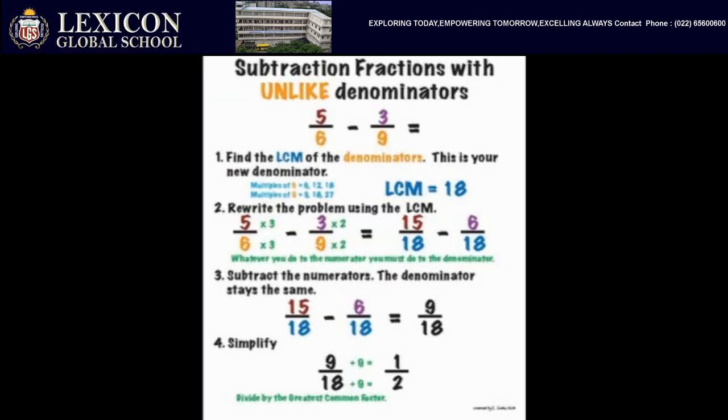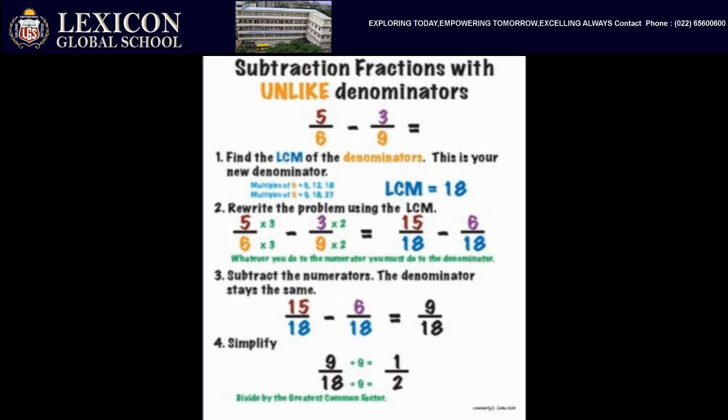Subtraction of fractions with unlike denominators. For example, 5 upon 6 minus 3 upon 9. To solve this, first we need to find the LCM of the denominators, that is 6 and 9. LCM of 6 and 9 is equal to 18. Step 2 is to rewrite the problem using the LCM. As my LCM is 18, we have to make the denominators 18.